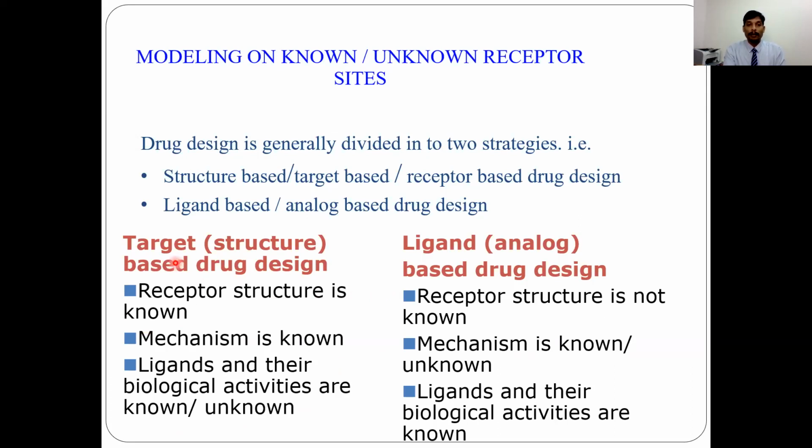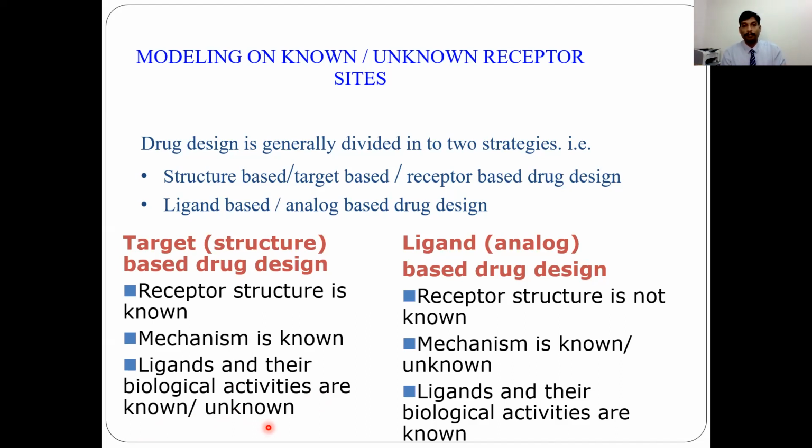So this is target-based or structure-based, where the receptor structure is known. The receptor, the protein structure, we know already. The mechanism is also known because we know the target. The ligands and their biological activities are known or unknown. Whether we know the ligand that naturally binds or we don't, we can call it target-based drug design, because you know the target where your drug needs to be targeted.